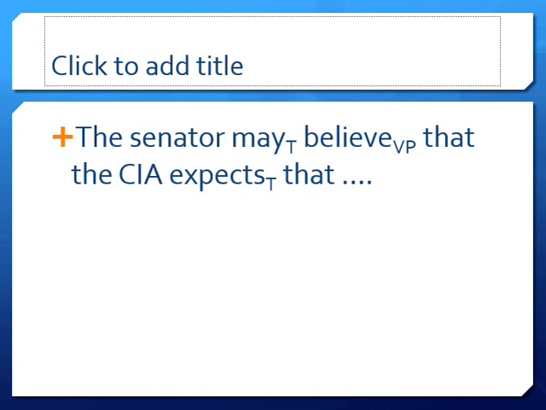Essentially, may can only put restrictions on the verb believe, but not expects. And that's because believe is within the phrase that may is in. May is the head of the tense phrase. Believe is the complement, the verb phrase.